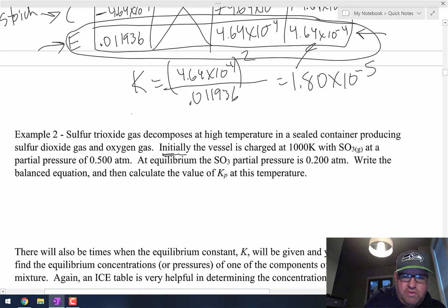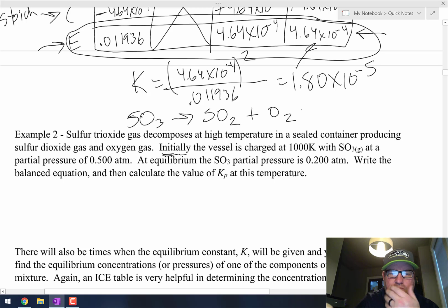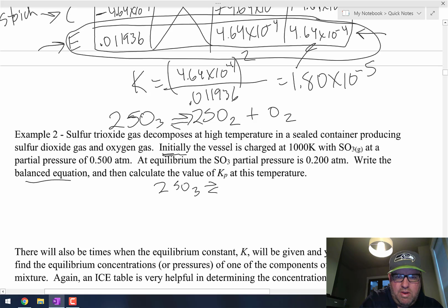So first of all, sulfur trioxide is SO3, and it decomposes to produce sulfur dioxide, which is SO2, plus O2. Okay, so now we need to balance it. So we're going to need a 2 here, and a 2 here, and that gives us 2 sulfurs and 6 oxygens on both sides. So that's our balanced equation. Now we're going to have to make our ICE table here, SO3. Oh, sorry, I didn't put an equilibrium arrow here. 2 SO2 plus O2.